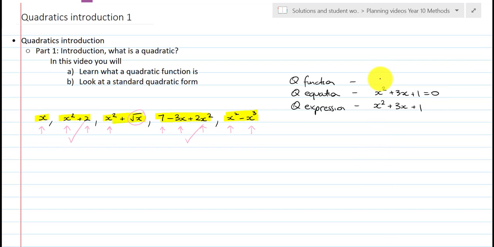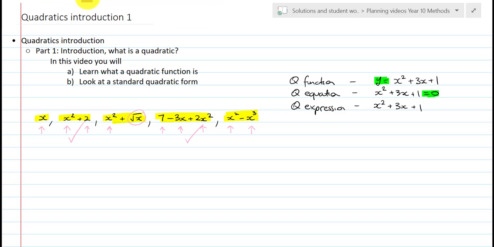And lastly, a quadratic function is something more like y equals x squared plus 3x plus 1. So it's a quadratic function because it now relates two variables, y and x, and so it's something that can be sketched, something that can be analyzed, something that has multiple solutions within that sketch. And you can see there the different forms, and this is the key part of a function. This is the key component of an equation. An expression is just a quadratic component.